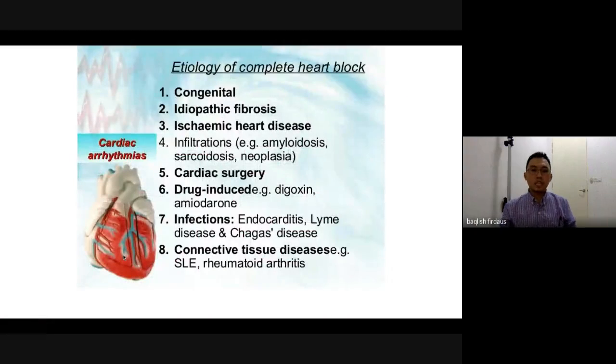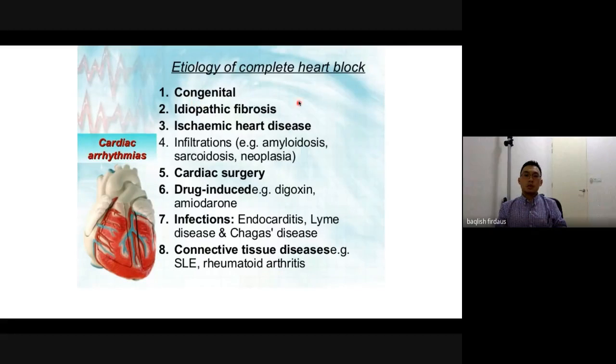So these are the etiologies of complete heart block. It can be congenital, can happen in a newborn. A patient can be born with complete heart block. Usually what we do for a patient with congenital complete heart block is ask them to run on a treadmill. Then if the heart rate increases with exercise, we just monitor them. No need to put in a pacemaker.